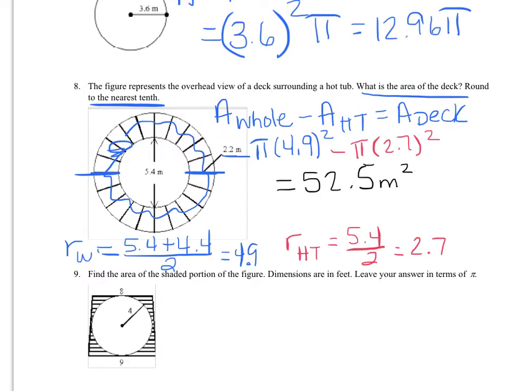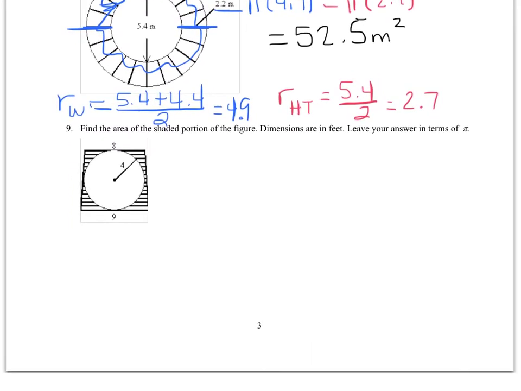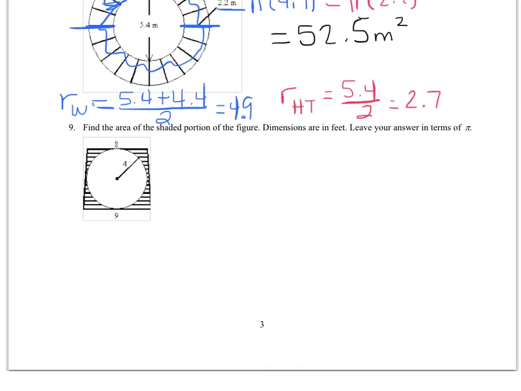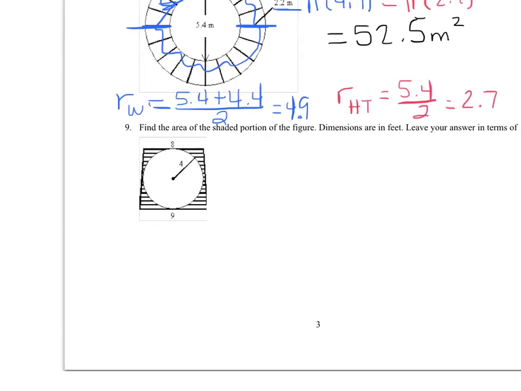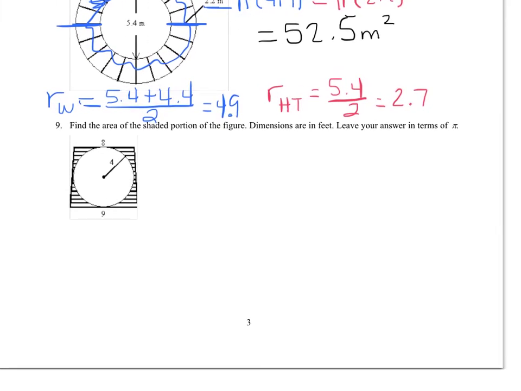Alright, and we have a similar problem with the trapezoid, so now you got to remember the trapezoid formula. You're finding the area of the shaded portion. Dimensions are in feet. Leave your answer in terms of pi. So the plan of action in this example is going to be the area of the trapezoid minus the area of the circle equals the shaded area.